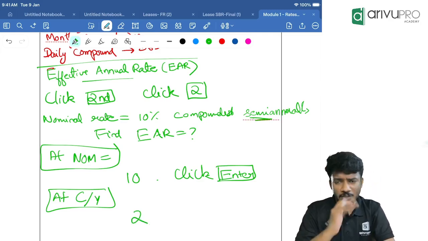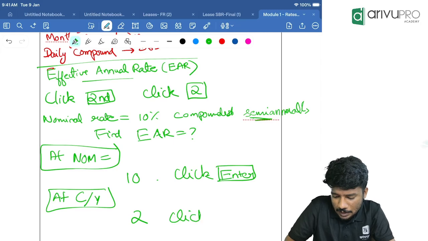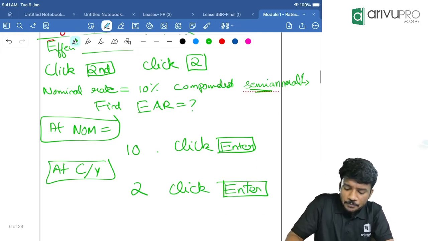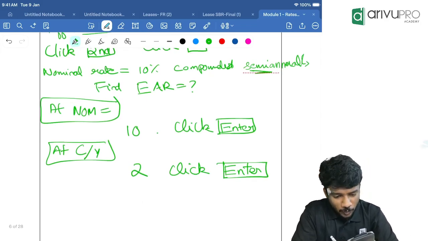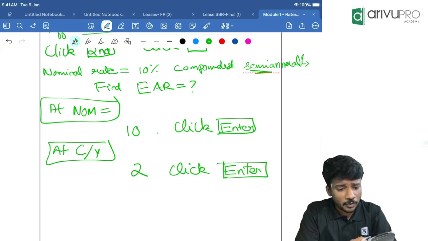Then you will click randomly, you do something. No, click enter. Then only it will get saved. Click enter button. Correct? So that means now if you move around using the up and down arrows, you will see nominal is given 10, then CY is given 2.